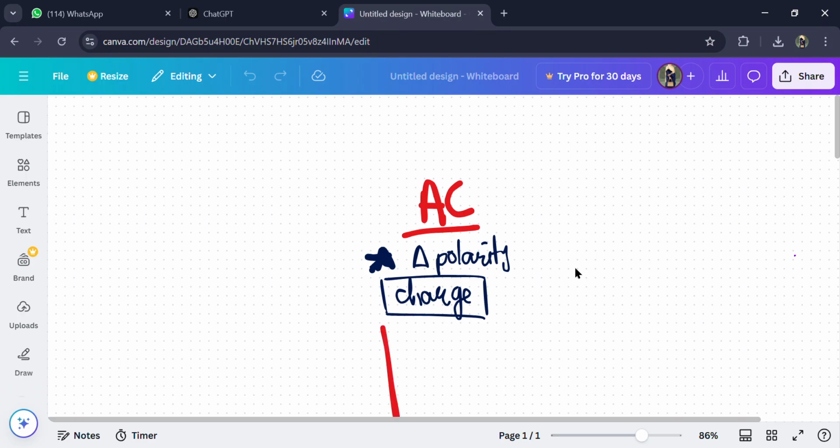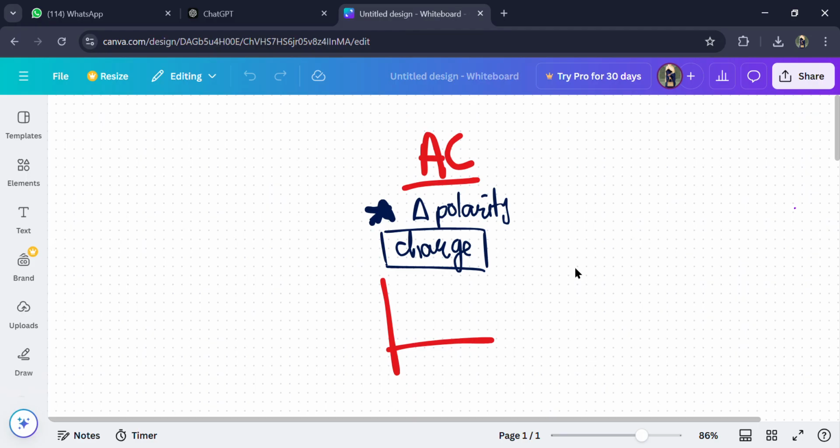Now let's consider this wave. If we consider this wave from this point, it is positive. From this point it's positive, from this point it's positive. Throughout the whole wave it is positive. That means throughout the whole cycle, this is kept positive. So these sorts of waves are called DC waves.